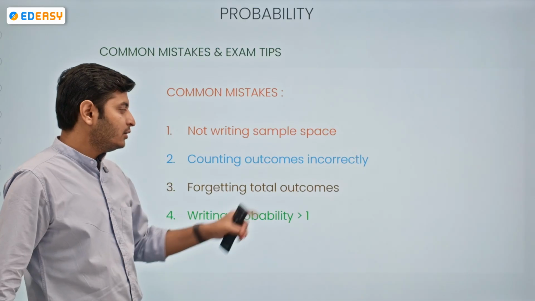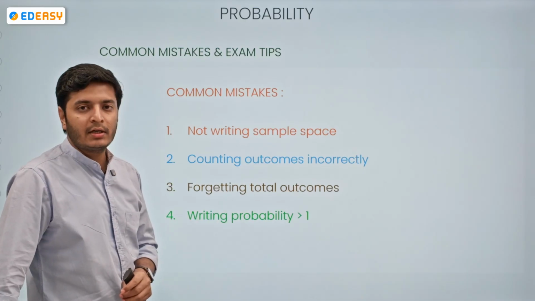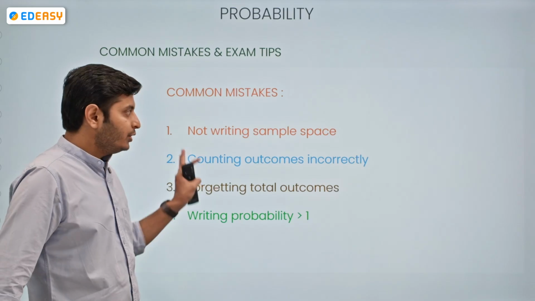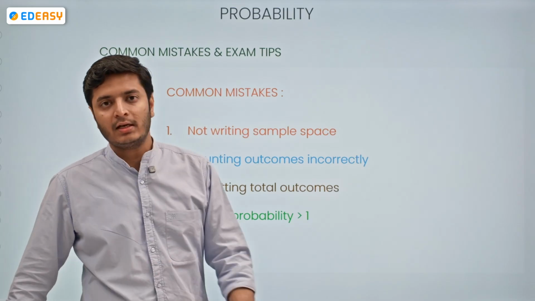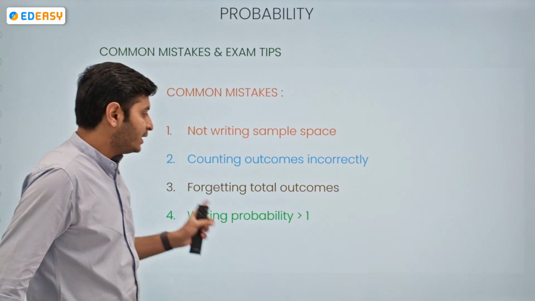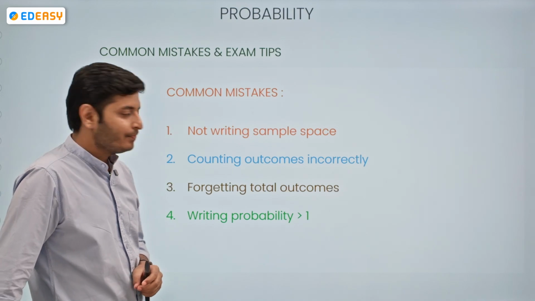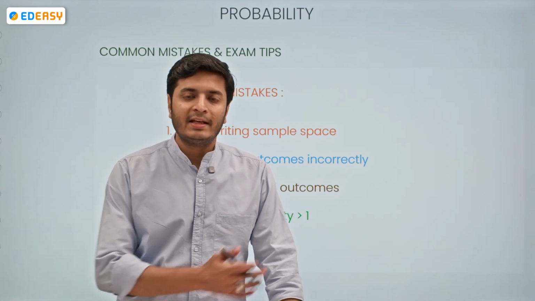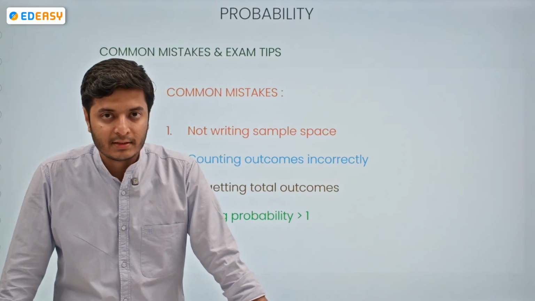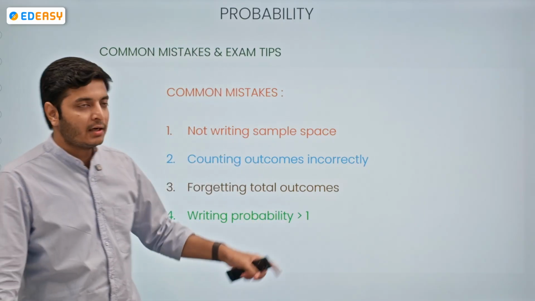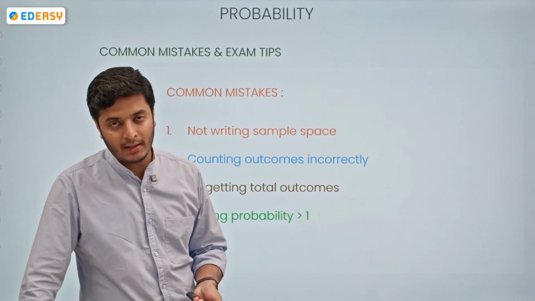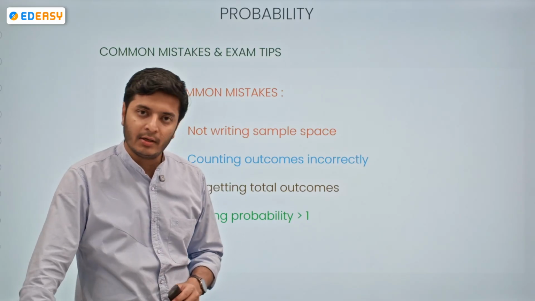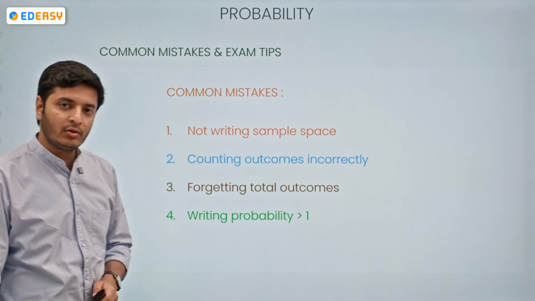Then forgetting total outcomes. If you are forgetting the total number of outcomes, then you are going to end up with the wrong answer. So you need to analyze the situation, read the statement very carefully, then only you can continue. Writing probability greater than 1. As we know, probability can never be greater than 1 or lesser than 0. So if you are getting an answer greater than 1, that is not a correct answer. If you are getting an answer lesser than 0, not a correct answer. Okay. So probability should be in between 0 and 1.